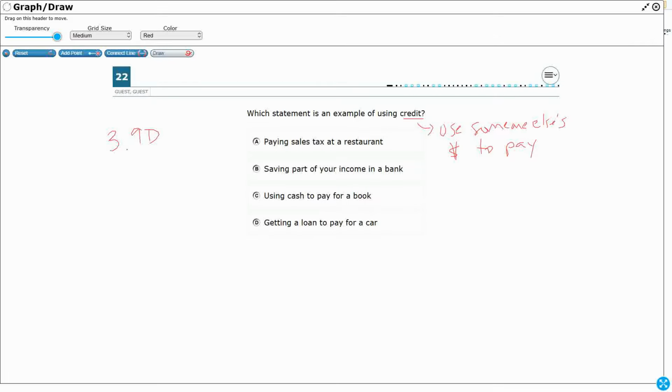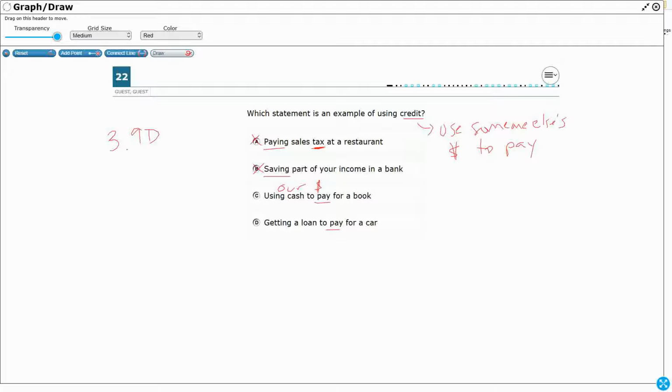Somebody else is paying for it, and I'm going to pay them back. So if we pay sales tax at a restaurant, that's not necessarily credit, that's tax. If we save part of our income at a bank, well, we're not paying anything, we're saving, so that's a no. We're using cash, nope, it's at least paying for something, but this is our money, so that's no. And they're getting a loan to pay for a car. So you see we have got pay in 3 of these.